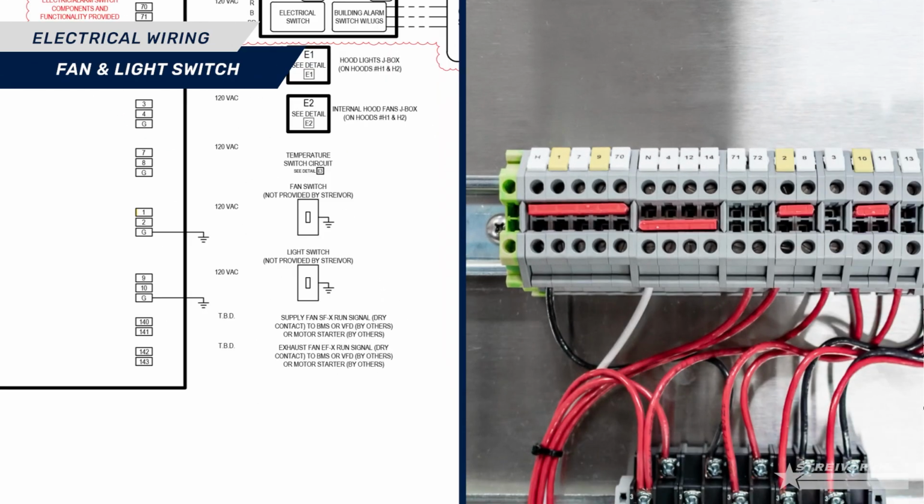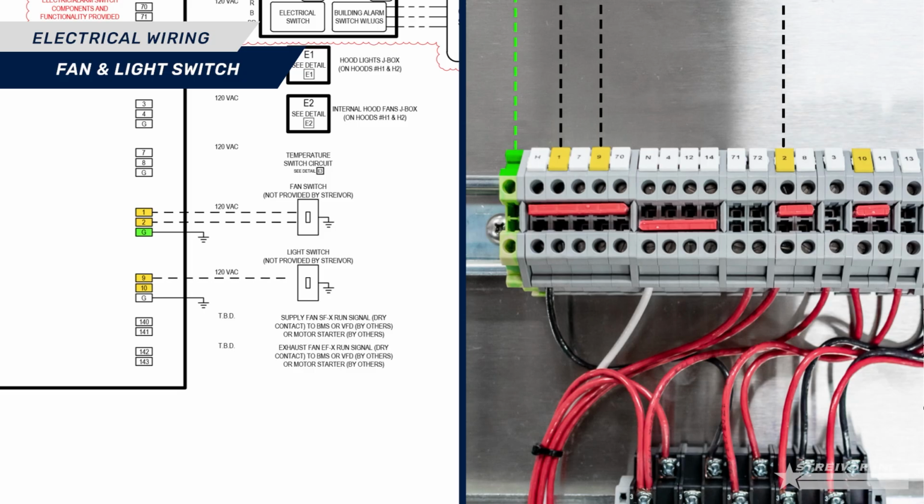Locate your fan and light terminal blocks. The fan and light terminal blocks are 120-volt single-phase, 12-amp max capacity. Wire terminal block 1 in the ECP to the line terminal on the hood fan switch. Wire terminal block 2 in the ECP to the load terminal on the hood fan switch. And ground out the green wire.